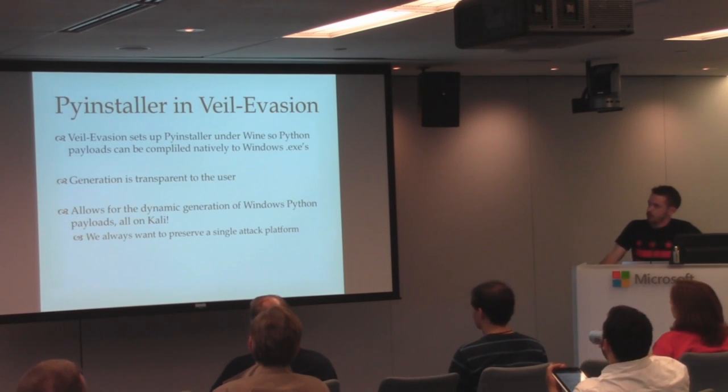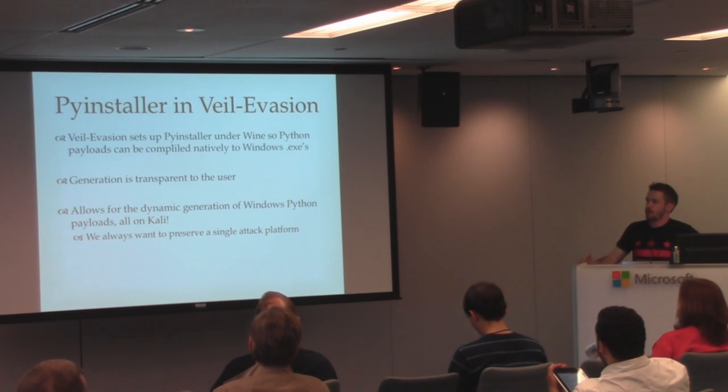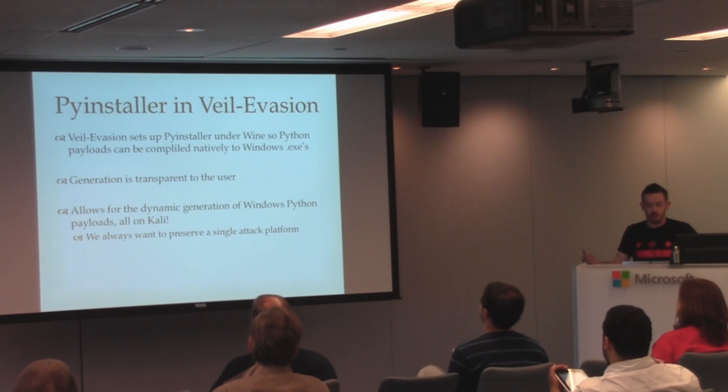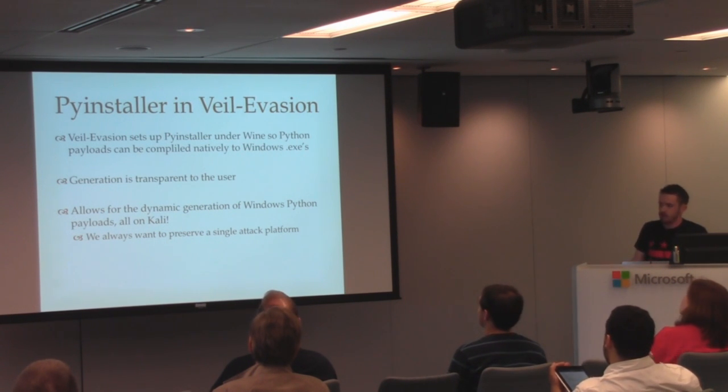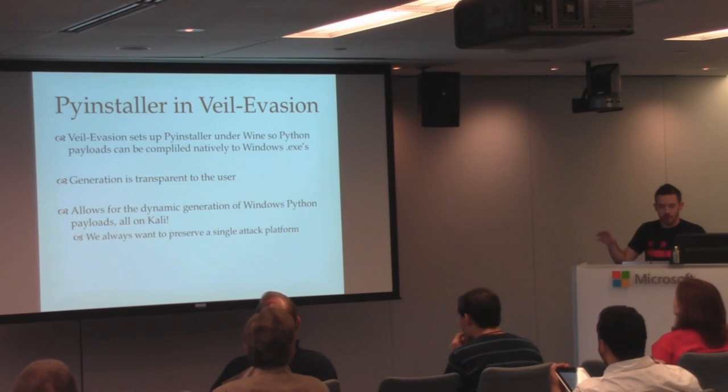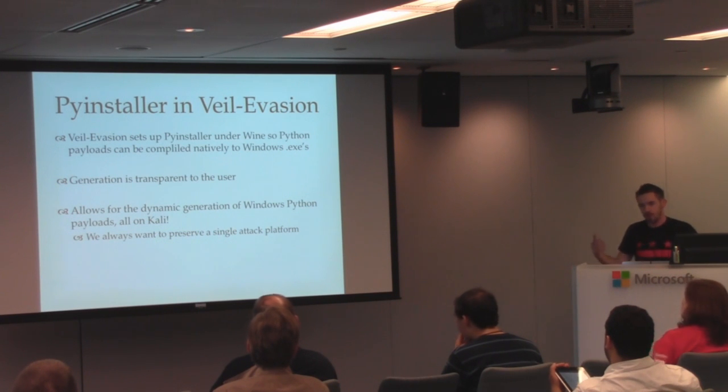So, PyInstaller and Veil-Evasion. Veil-Evasion sets up PyInstaller under Wine on Kali Linux, so Python payloads can be compiled natively to Windows EXEs. And this generation is completely transparent to the user. You don't have to take files and drop them onto a separate Windows install and do all that kind of stuff.